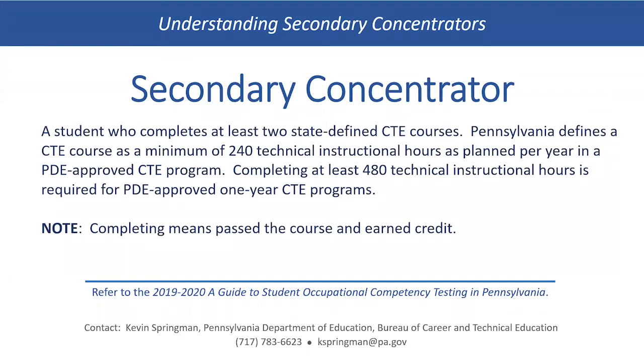I'll go back over that briefly. The new completer standard, students that are in a multi-year program approval need to complete 2 courses, each with 140 or more hours in a year of the technical component. With 1-year approvals, the students need to successfully complete 480 hours or more to be considered a concentrator for testing.